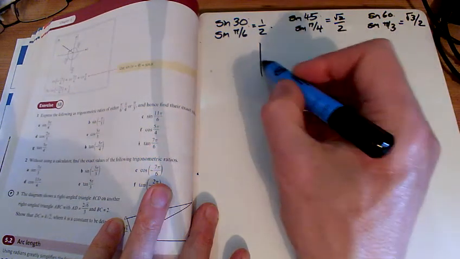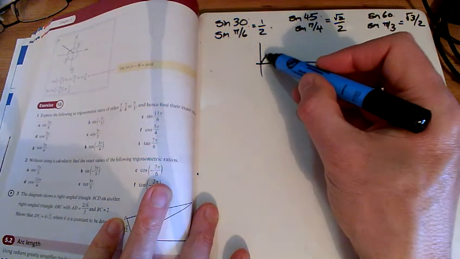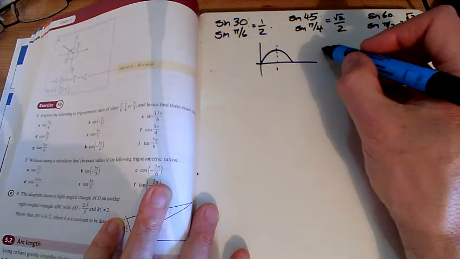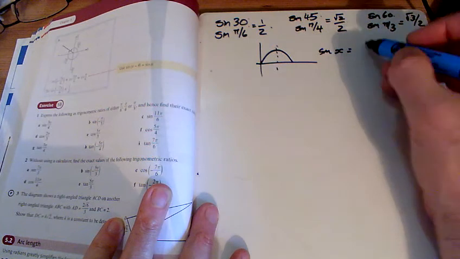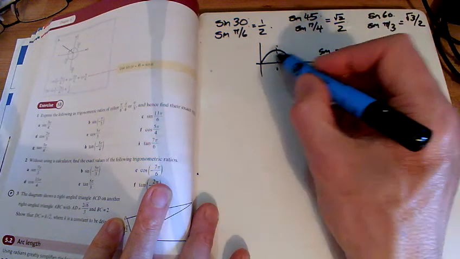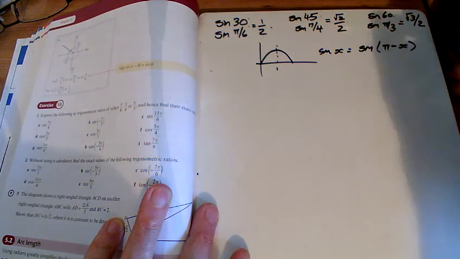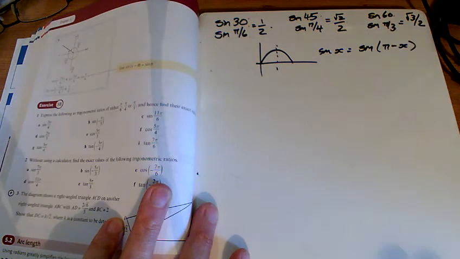The other thing we can notice is that when we draw a sine graph, there is a line of symmetry down here, and so the sine of x is the same as the sine of, not 180 minus x, but in the new case pi minus x. It's how we get the second answers, isn't it?